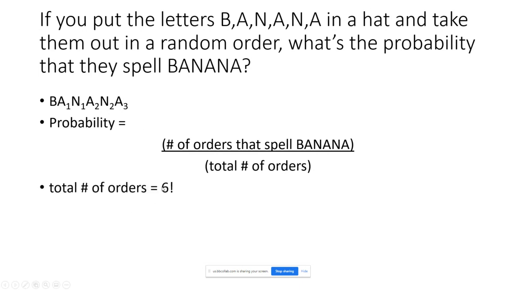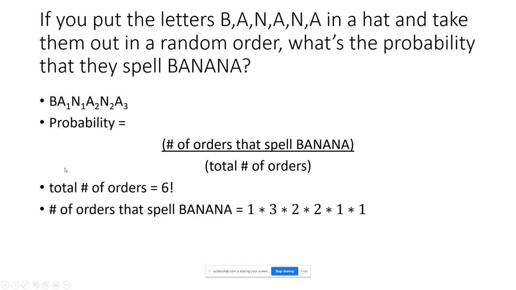And the total number of orders is just the number of possible orders on 6 letters. So 6 factorial. So we've got the denominator. The numerator is going to be the number of orders that spell banana. And here, we can come back to our principle from the very start of class of just thinking about how many choices there are at each step of the way and multiplying the number of choices.